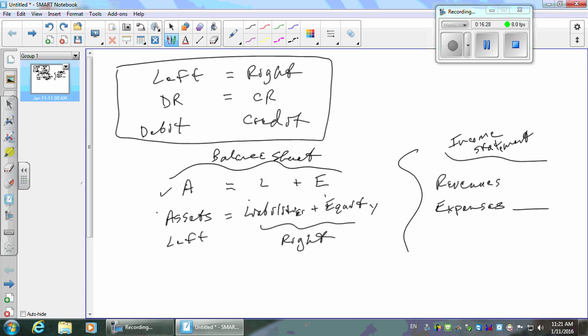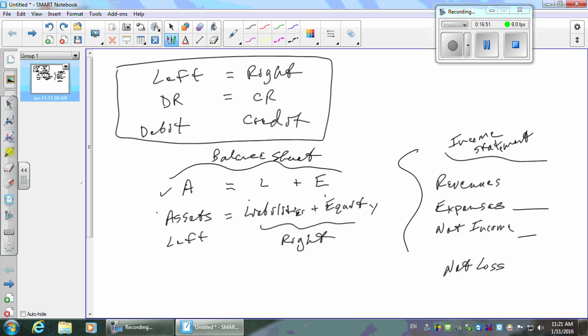The difference between your revenues and expenses is going to be called net income. But that's not an account. That's just the difference between the two. Got it? Or you might have a net loss. What a net loss would be is, well, you lost money. Net income is you made money. And when I say money, I don't mean cash. I mean measured money. We'll get to that.